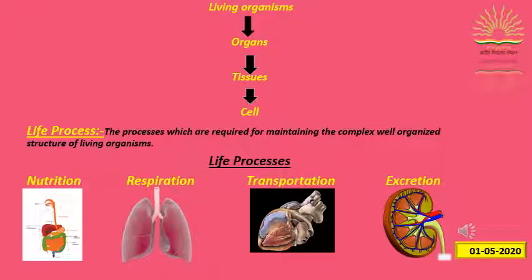Now all the processes required for maintaining such an ordered and complex organization are known as life processes. You can see here the definition of life process. These life processes can be divided into 4 sub processes: nutrition, respiration, transportation and excretion. You will have some idea about these processes from the pictures below them. Now let's start with nutrition.